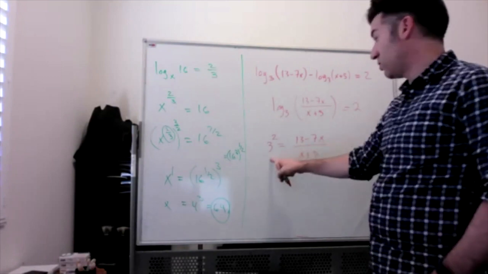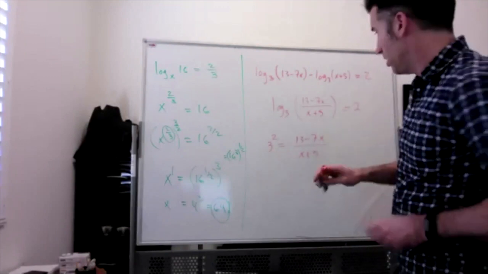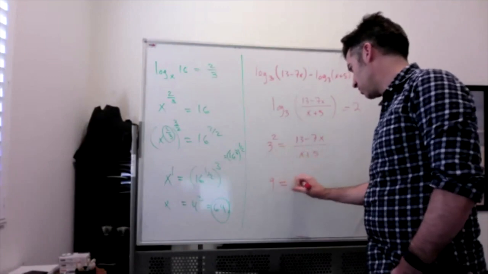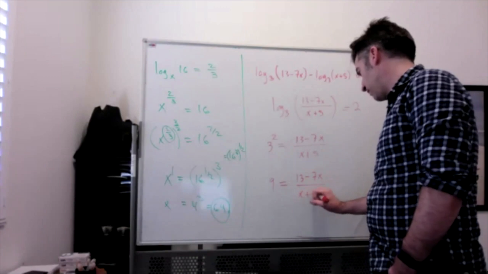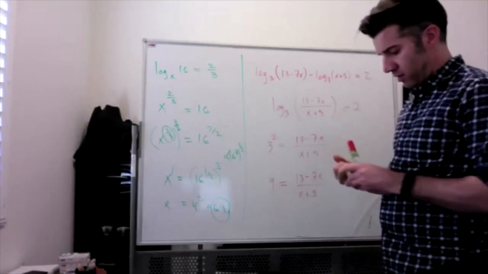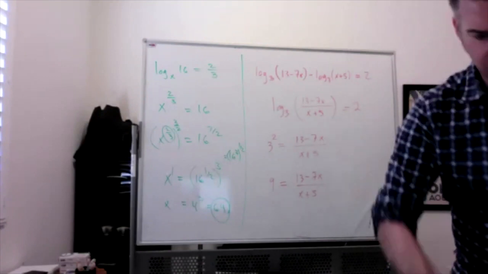So that's 9. And so then here's what I would do. And I definitely saw some people make this mistake on the homework. When you're solving this equation, which is 9 equal to 13 minus 7x over x plus 5, you want to multiply both sides by the denominator. So I'm going to multiply both sides by x plus 5. I can do a different color.